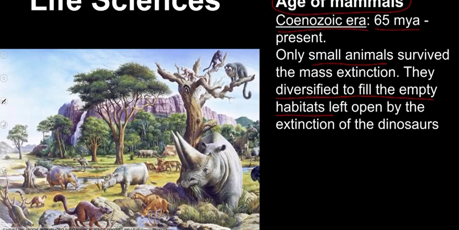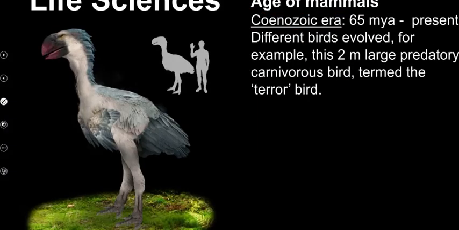This diagram shows artists' impressions of what some of those mammals looked like. Remember, this isn't the artist's imagination, it's based on fossils that have actually been found and worked on by scientists. Then, even though it's called the Age of Mammals, birds also evolved. A good example is this 2-meter large bird, and it was termed the terror bird because it was such a vicious predator.